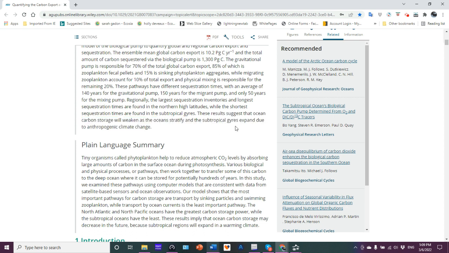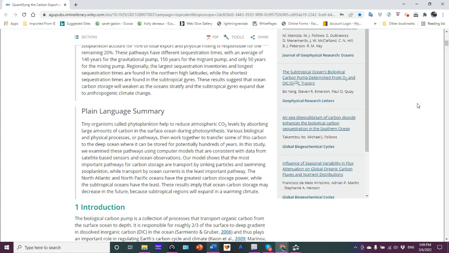In other words, the overall implication is that sequestration to depth of carbon will decrease. And that carbon, especially if it's in the CO2 form, will, guess what, make its way back into the surface layers and back into the atmosphere, whereas sequestering it to depth removes it for quite some time.